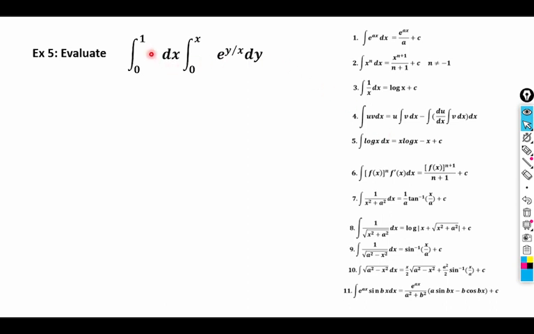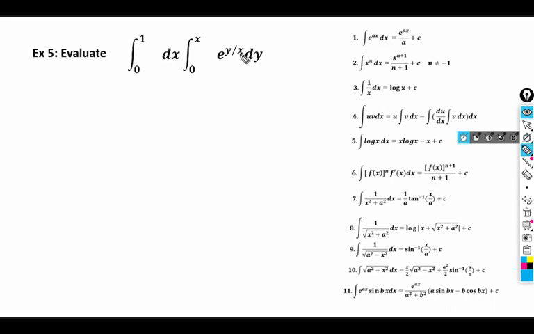Example 5. Now this is another way of giving the double integral. In this way, the order is given directly. So you are given this inner integral completely inside, that is with respect to y, and then the outer integral with x there. So our aim is to evaluate the integral from 0 to x of e raised to y by x dy first.